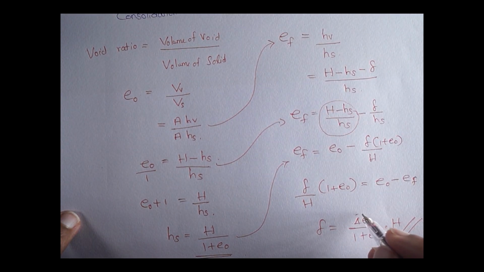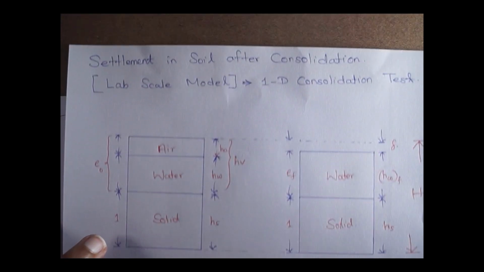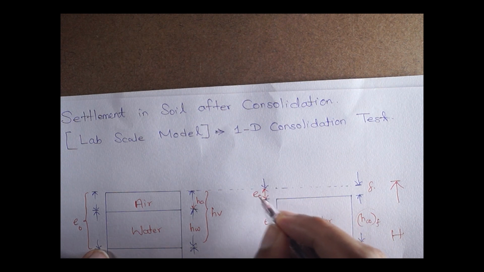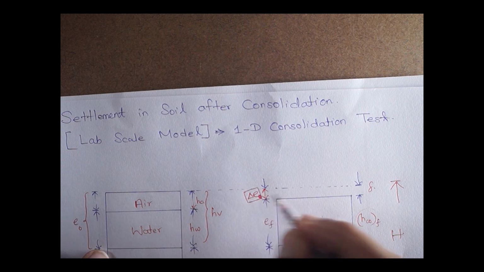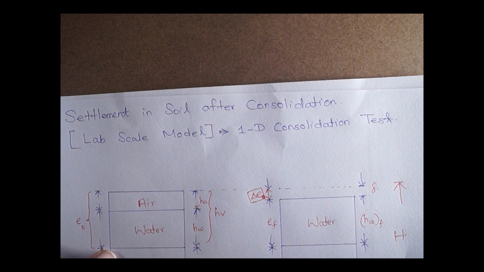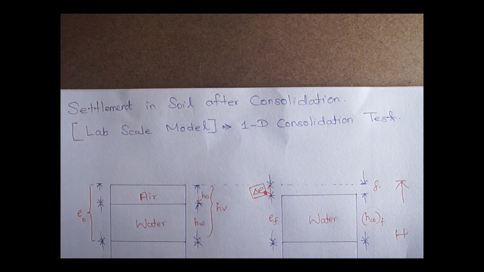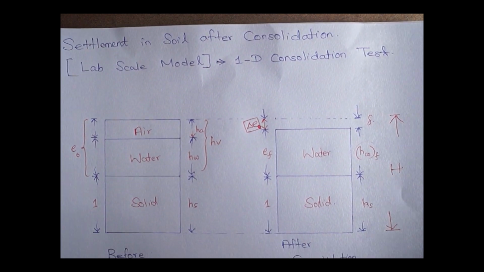So this delta E can be represented in the three-phase diagram, which is this portion. The change in volume, the delta E, occurred during the consolidation process. So this is as simple as that. It's a very simple thing, so it's easy to understand.